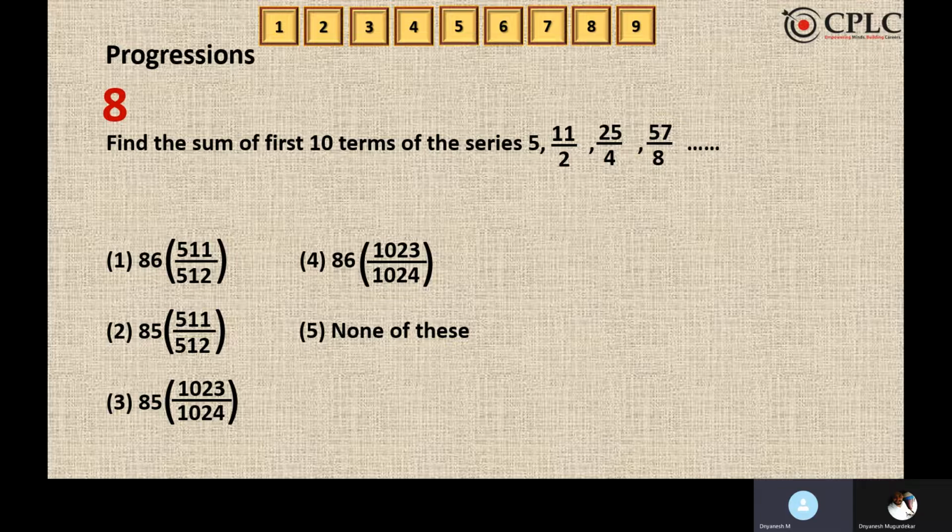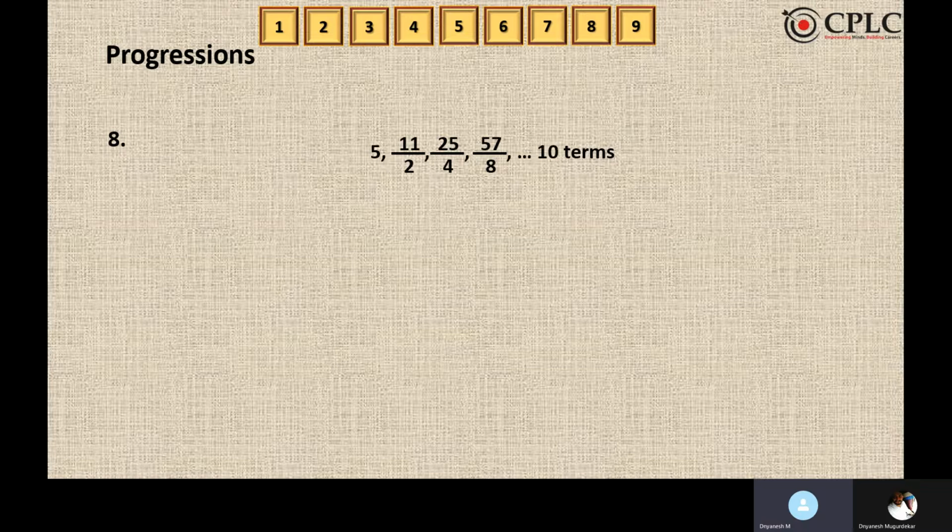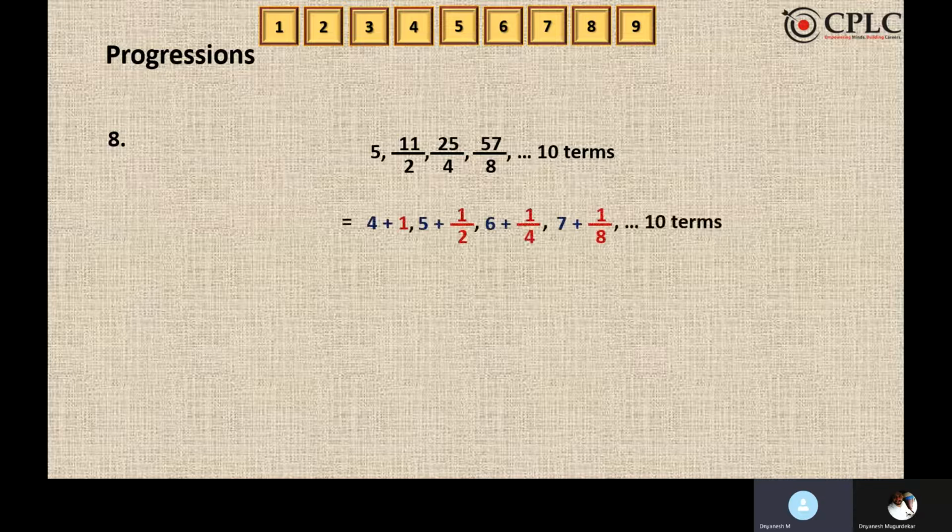Now the first part is rewriting the numbers as a sum of an integer and a fraction. So the first number can be written as 4 plus 1, that is 1 upon 1 actually. Then 11 by 2 can be written as 5 plus 1 by 2. Then 25 by 4 can be written as 6 plus 1 by 4. 57 by 8 can be written as 7 plus 1 by 8. So each number is written in two ways, integer plus a fraction.